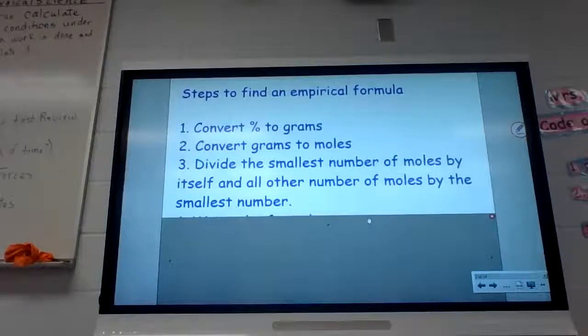Number 3 looks really weird and sounds really weird, but you guys actually do this all the time in math class. So, you're going to take the smallest number of moles and divide it by itself, and then divide all other numbers of moles by the smallest number. So it's sort of like if you divide the left side of the reaction by 5, what do you have to do to the right side? Divide it by 5. It's the same concept, except that we have numbers of moles. So if you divide one number of moles by 5, you have to divide all the numbers of moles by 5.